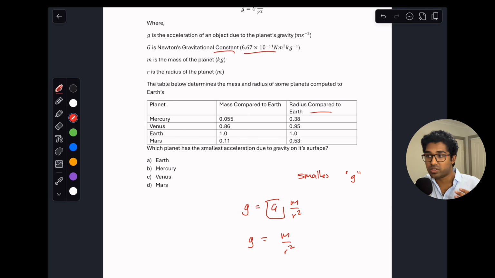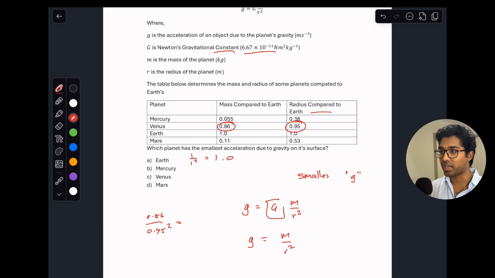And then from here, all I need to do is just do really quick maths. So I can compare Earth, Mercury, Venus, and Mars, because those are the other ones I have. Well, I know Earth is just going to be 1, because it's 1 divided by 1 squared, which is just 1. So that's the value that I'm basing it off of. Venus, I can go 0.86 divided by 0.95 squared. You can calculate that in your own time. You can guesstimate that this is going to be roughly close to the high 0.9s. So it's going to be relatively close to Earth for Venus.